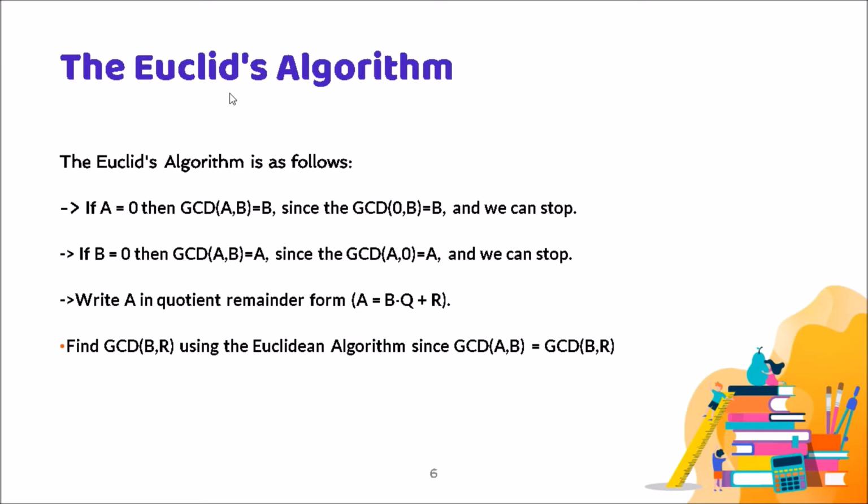So Euclid's algorithm says that we recursively find the GCD of any two numbers that can be represented in quotient-remainder form, as a equals b times q plus r. We recursively do the same thing for all the b, r values that are generated from the a and b at the base. We return b if a is equal to 0, or a when b is equal to 0. Now let's move to the implementation part of Euclid's algorithm.